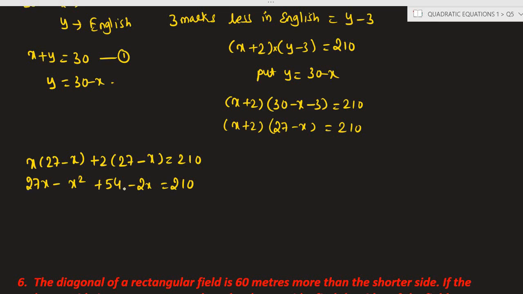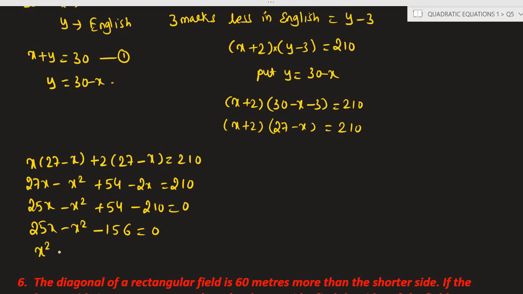I am solving this. 27X minus 2X is 25X minus X square plus 54 minus 210 is equal to 0. So this is 25X minus X square minus 156 is equal to 0. I am taking minus common here. What happens? X square minus 25X plus 156 is equal to 0.